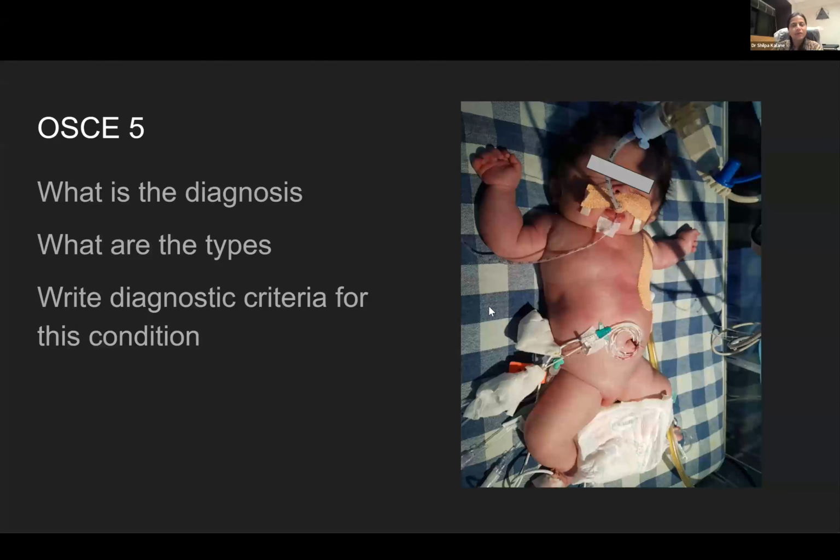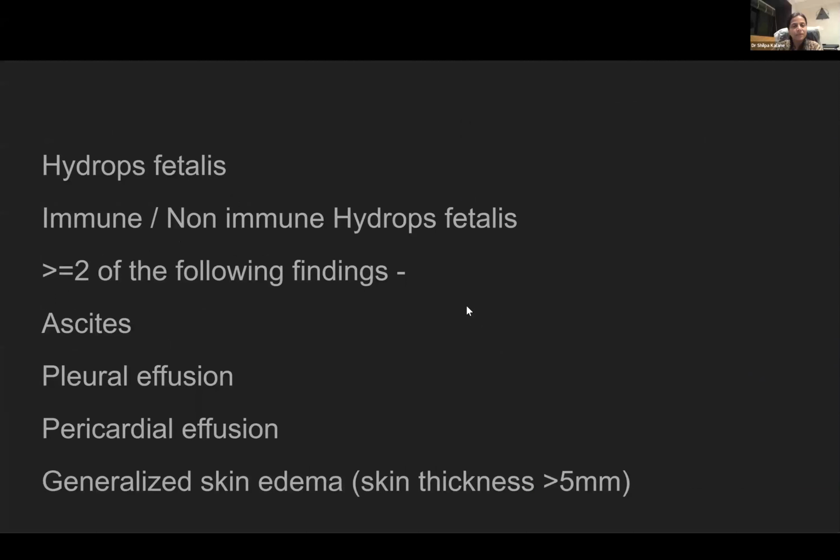Okay. What are the diagnostic criteria? More than or equal to 2 of the following findings: ascites, pleural effusion, pericardial effusion, generalized skin edema, or skin thickness of more than 5 millimeter when you do imaging or sonography. Okay. Very simple.